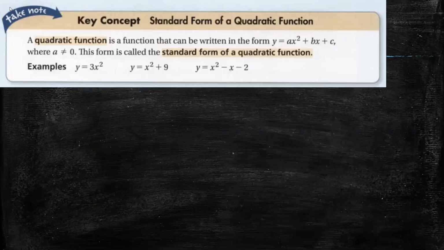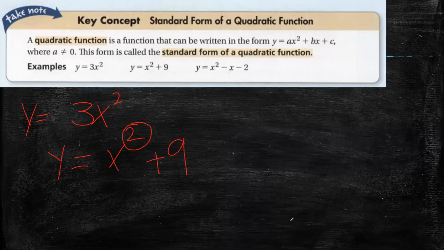Now, in this lesson, we will talk about the quadratic function, not trinomial, not fourth degree, not monomial, only the quadratic function. What does it mean? That means the highest degree is 2. Like this example here, 3x squared. The highest degree is 2, so it's a quadratic function. x squared plus 9, the highest degree here is 2, so it's a quadratic function.